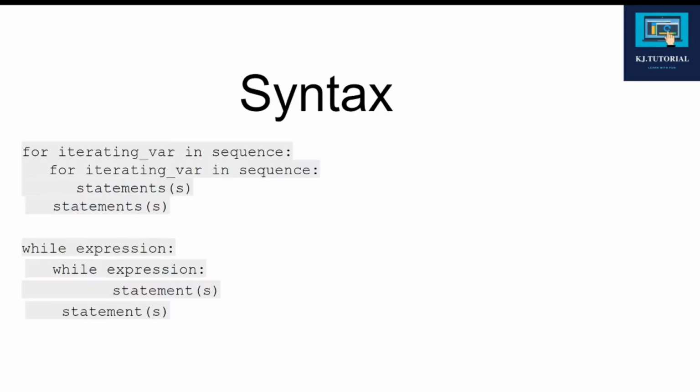The syntax of a nested loop is: if you are using for, then for iterating variable in the particular sequence, then colon with indentation gap, for iterating variable in sequence, then particular statements with the respective indentation gap. If you are using a while loop, then while your expression, indentation gap, your another while expression, and then with the respective indentation gap your statements.